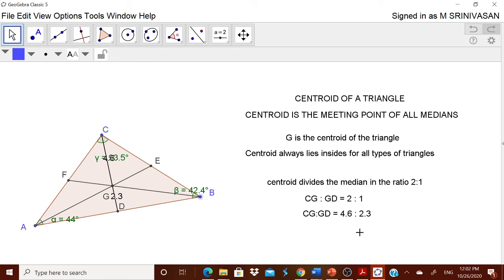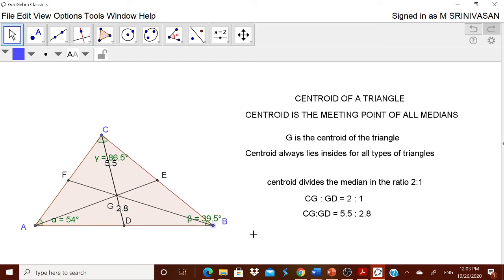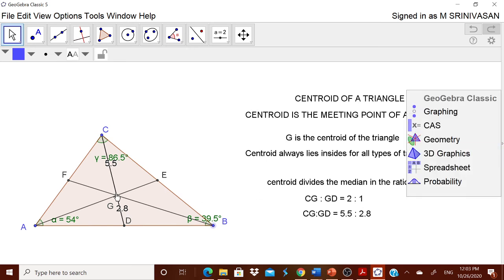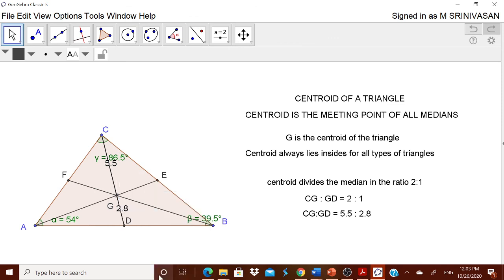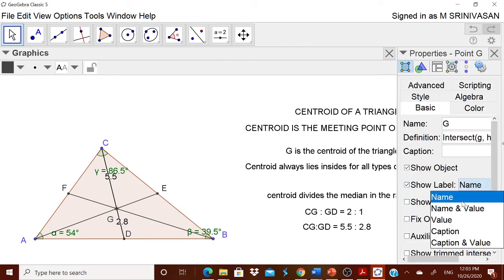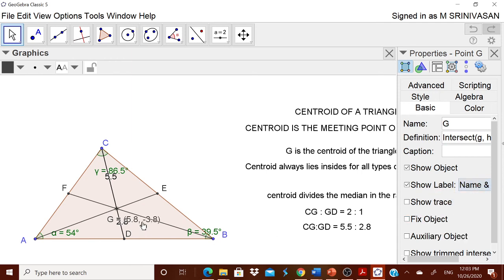Okay, now the child can understand that the centroid divides the median in the ratio 2:1. We have taken only one of the medians now. Now what is another property which you can tell the children, that the coordinates of the centroid are x1 plus x2 plus x3 by 3 and y1 plus y2 plus y3 by 3. How to get it? Very simple. Go to this G. For example, you see G is there. If you are able to do it with the object properties, no problem. There you ask it to show its value. You see it telling its value. Suppose you take its name and value, it tells G is 5.8 comma minus 3.8.